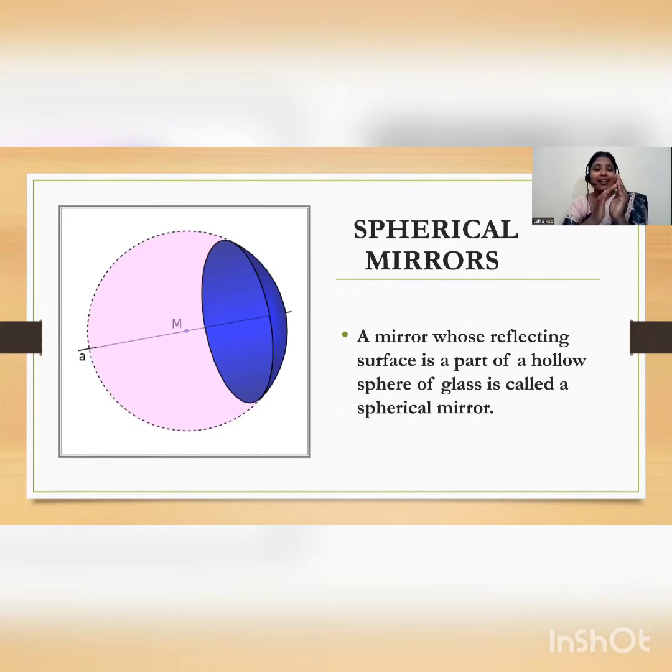So in one mirror, the outward part is used as a mirror, and in the other, the inward part is used as a mirror. Such types of mirrors are known as spherical mirrors.